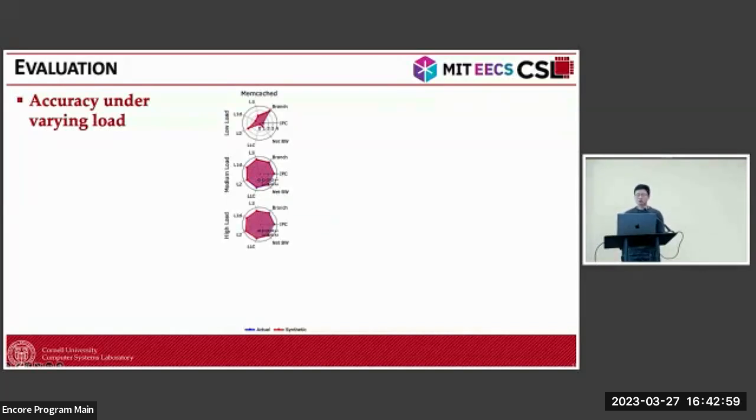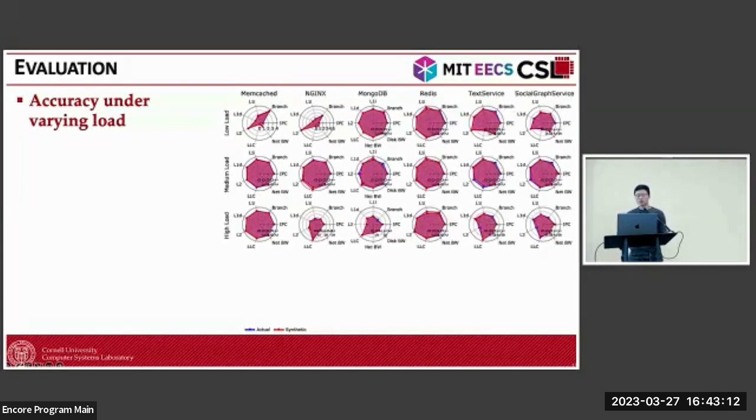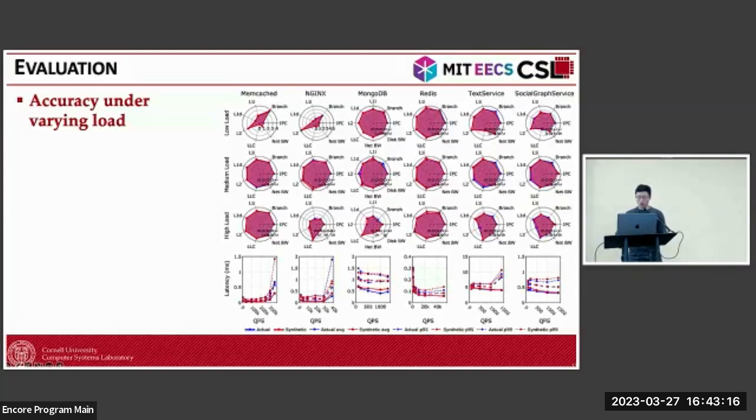And we extend this to the low load and high load. We can find the synthetic benchmark can closely capture and match the performance change of the original, even though we only profile under the medium load. And the accuracy is similar for other services. And additionally, we also collect the latency, and it shows that the synthetic benchmark can clone not only the low-level CPU metrics, but also the high-level application-level metrics like the tail latency and throughput.